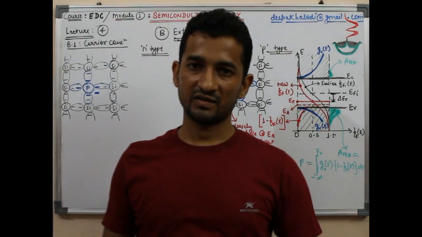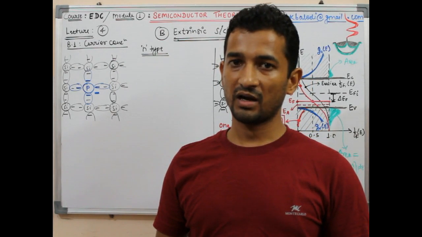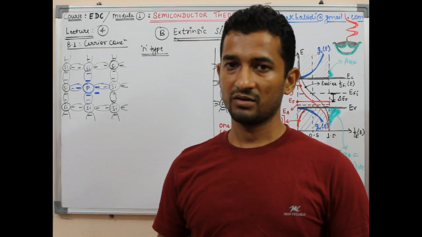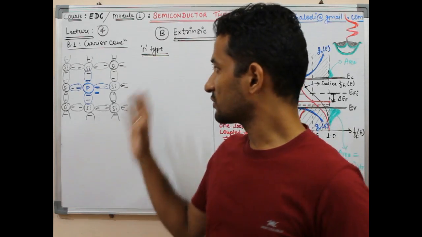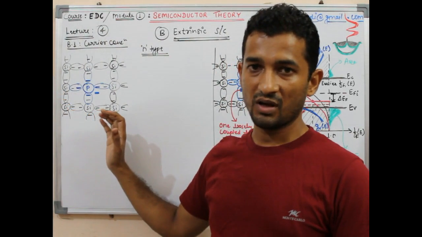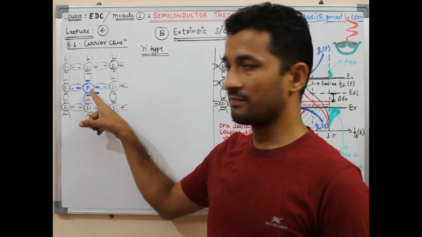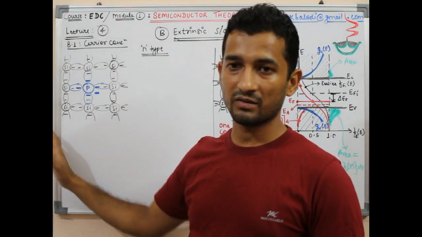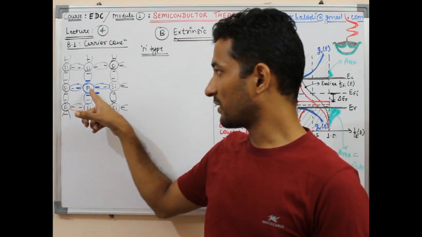So again, let us start from the very scratch. As soon as we have inserted one phosphorus atom out of some 10 to the power 7 or 10 to the power 8 silicon atoms, that we have seen already for the moderate doping, we have introduced one pentavalent impurity atom, that is phosphorus atom. So I'm not able to show you 10 to the power 7 or 10 to the power 8 silicon atoms in order to show you the one phosphorus atom.